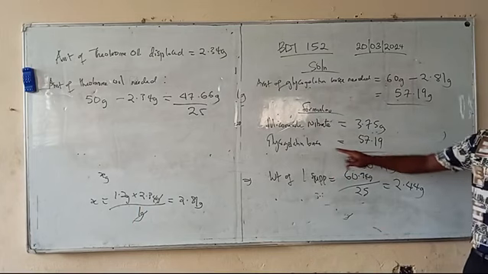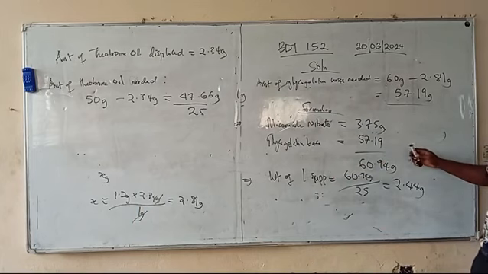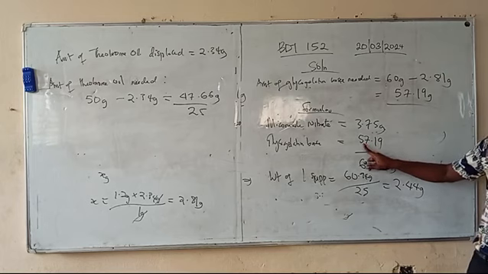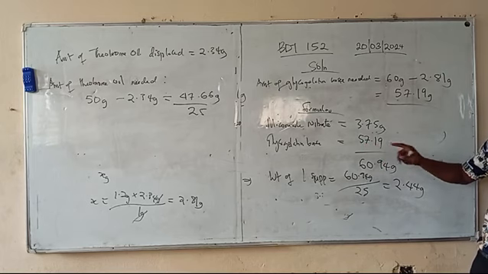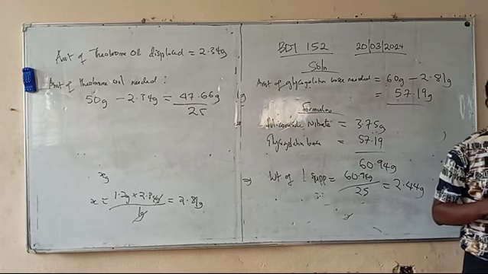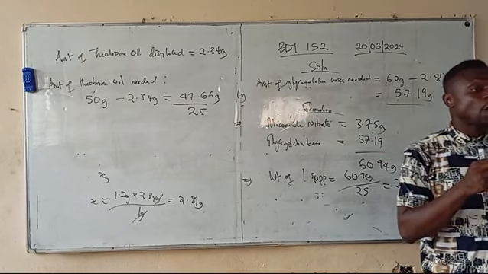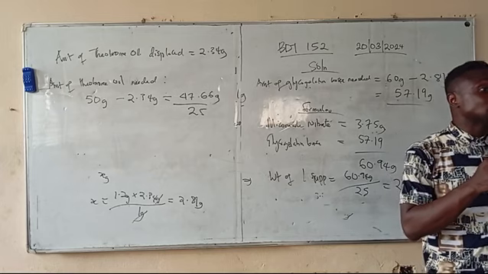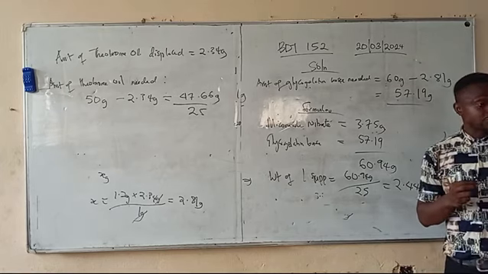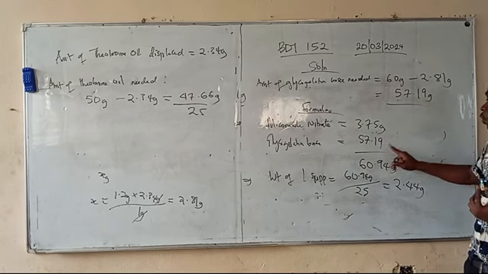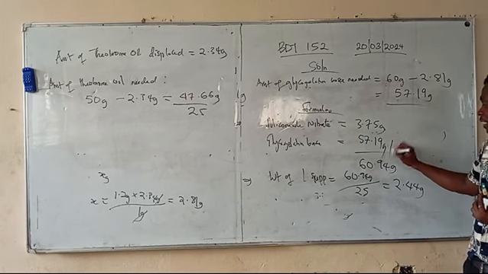Basically, what you are finding is the amount of the base you need. The amount of the base is what you are looking for. So the amount of the base is 57.19. That's the amount of the glycerogelatin base sufficient for the 25 suppositories. It's 57.19 grams. That's the answer.